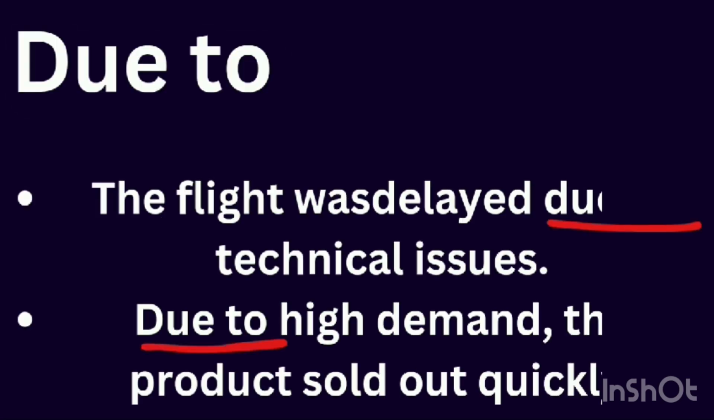The next one is due to. Now this also has the same meaning as owing to. This means we can use this in two ways as well. The flight was delayed due to technical issues, and we can also use this at the beginning of a sentence, like due to high demand the product sold out quickly. You can use due to and owing to in place of because.